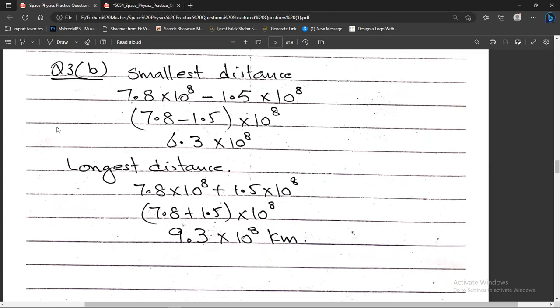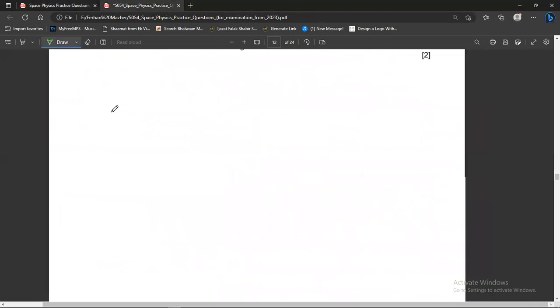Then they have asked us to find the largest distance between Jupiter and the Earth. The largest distance will be when the Earth and Jupiter are on opposite sides of the sun. In that case, the distance will be the sum of their orbital radii. So it will be 7.8 ×10^8 plus 1.5 ×10^8. 10^8 will be common. In the bracket, you will have 7.8 plus 1.5, which will be 9.3. So the answer will be 9.3 ×10^8 kilometers.